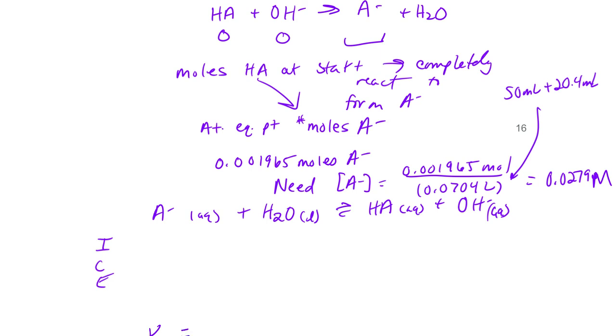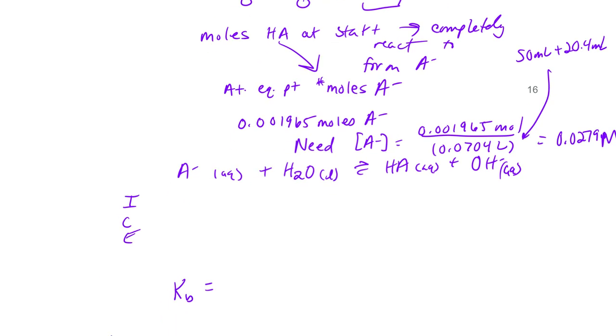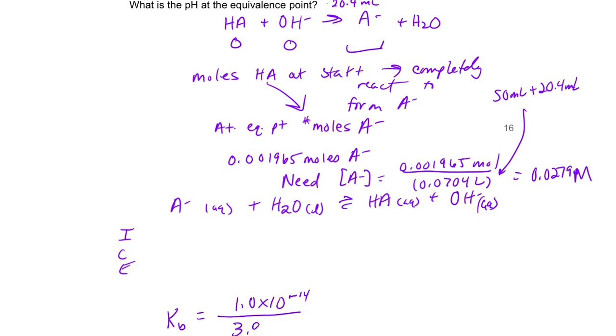And if you recall, Kw equals Ka times Kb. So we're going to take our Kw, assume 25 Celsius, so 1 times 10 to the minus 14 for our Kw, divided by the Ka, which is 3.9 times 10 to the minus 6. And that is 2.56 times 10 to the minus 9.